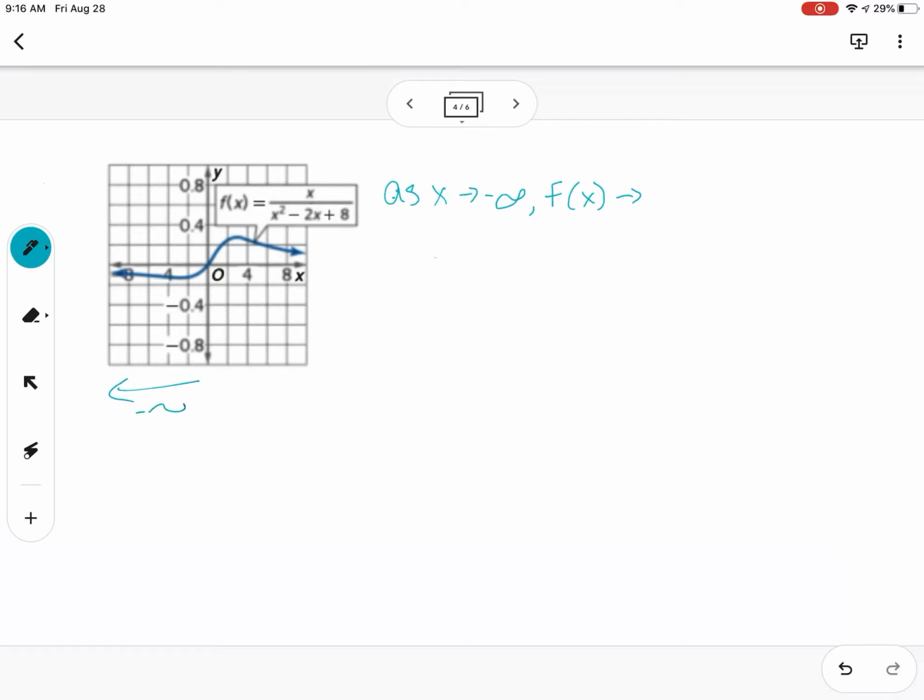As x is going to negative infinity, our arrow is here. Now we need to figure out what number that is. Sometimes it's easy to tell what number it is. In this case, it's not so easy. So in that case, we're going to use the equation to help us out.